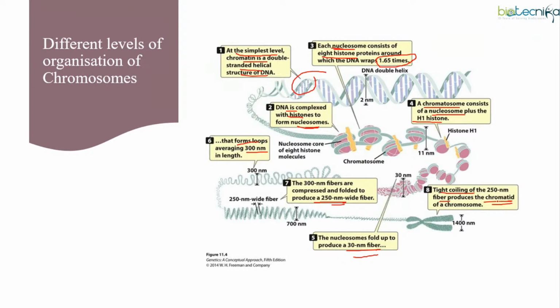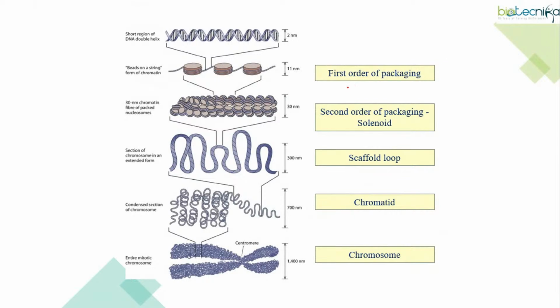You all might be aware that different stages are given different names. The first order of packaging, we call a beads-on-a-string-like appearance. The second order of packaging is the 30 nanometer fiber, the solenoid. When it forms the loop, we call it a scaffold loop. Then the condensed form is the chromatid. And finally, we get the chromosome, that is the metaphase stage.